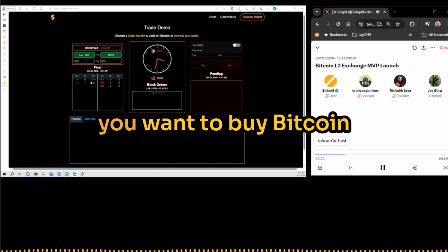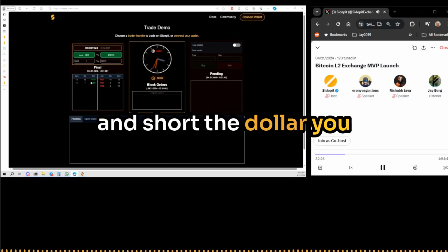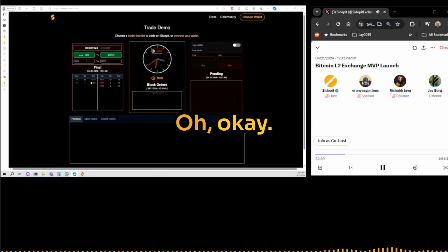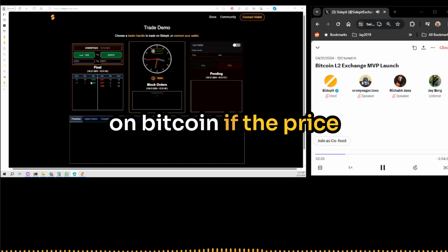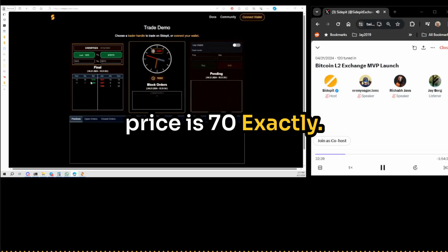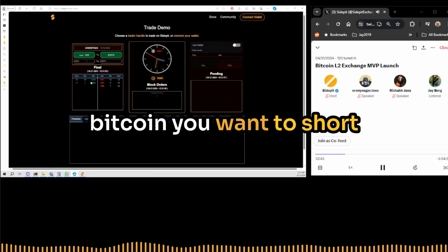Wait, could you say that again? Do you want to buy Bitcoin and short the dollar, or do you want to short Bitcoin and buy the dollar? Okay. Probably would go long on Bitcoin if the price is 64 and you're saying the simulated future price is 70. Exactly. So you want to go long Bitcoin, you want to short the dollar.